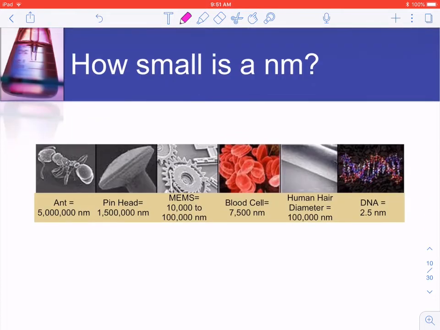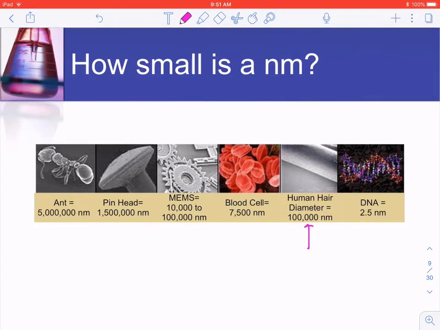So here's a table that shows you different things and their diameters in nanometers. So human hair has a diameter of about 100,000 nanometers. DNA, 2.5 nanometers. We know that these are really, really small things.